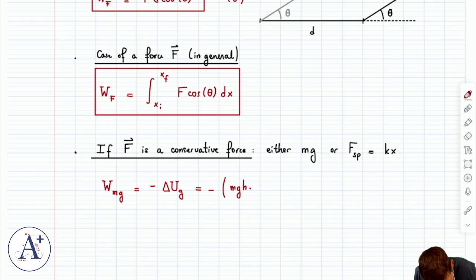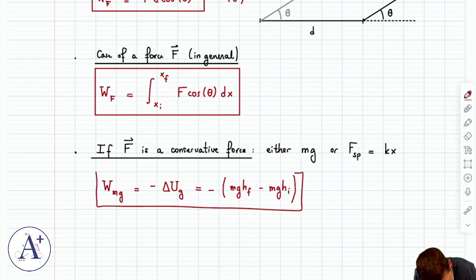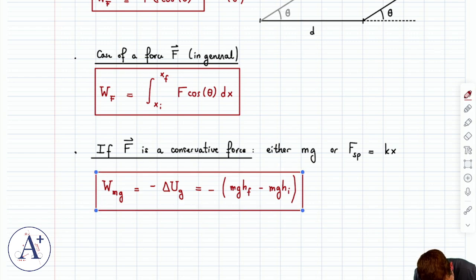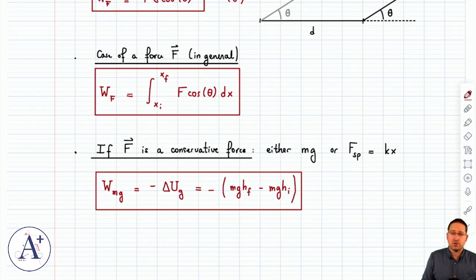So that would be minus mgh final minus mgh initial. That would be the work done by the weight force mg. So if I have to compute the work of mg, I'm going to do that.